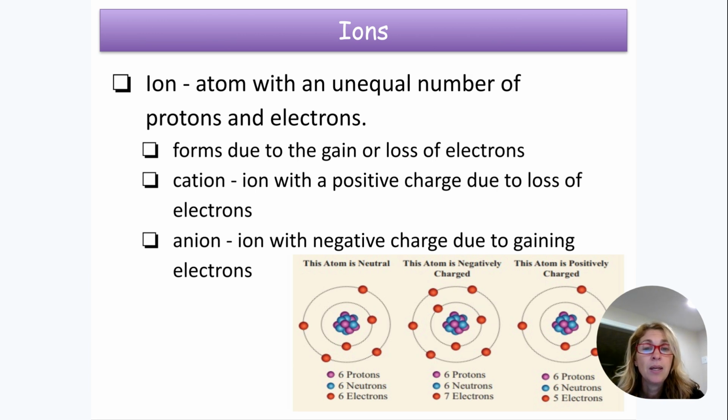You can see in the image down below, there are 3 images. There's a neutral atom in the beginning of carbon with 6 protons and 6 electrons. There is a negatively charged carbon anion in the middle with 6 protons and 7 electrons. So there's 1 extra negative electron. And there's a positively charged carbon cation on the right. You can see that it has 6 protons and has lost 1 electron, 5 electrons. So there's a net positive charge of 1.